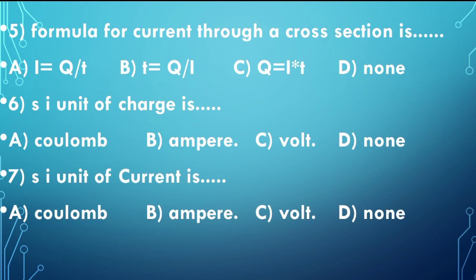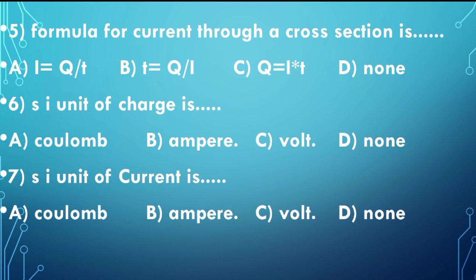SI unit of charge. Charge is nothing but Q. For the SI unit of charge, there will be four options: coulomb, ampere, volt, and none. So the answer will be, the SI unit of electric charge is coulomb. So you need to pick the first option. Therefore A is correct, coulomb.